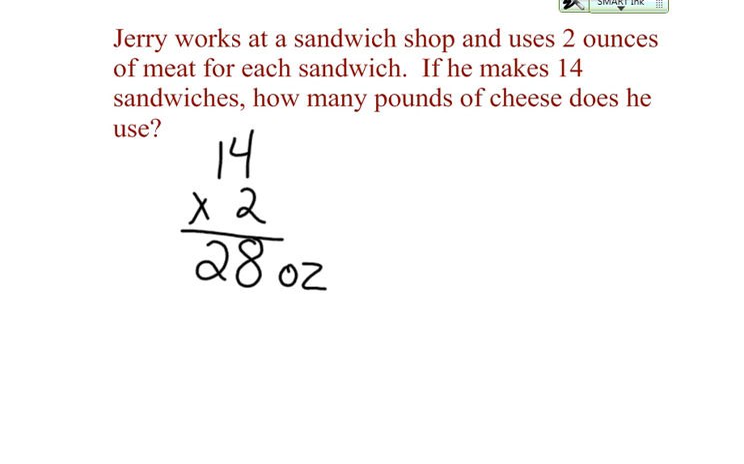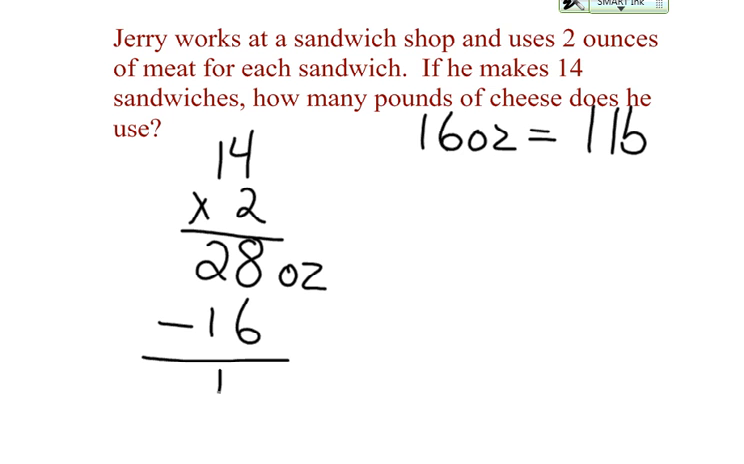Now the question says, how many pounds of cheese does he have? This is where our conversion comes in. We know that 16 ounces equals 1 pound. So if 16 ounces equals 1 pound and we have 28 ounces, I'm going to subtract 16 from this 28 because that gives me 1 pound. That leaves me with 12 ounces left over. So I have 1 whole pound and 12 ounces left over. So 1 pound, 12 ounces.